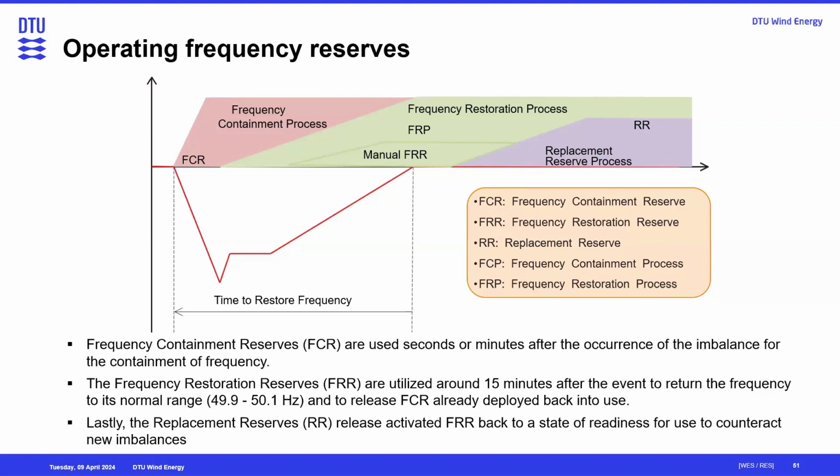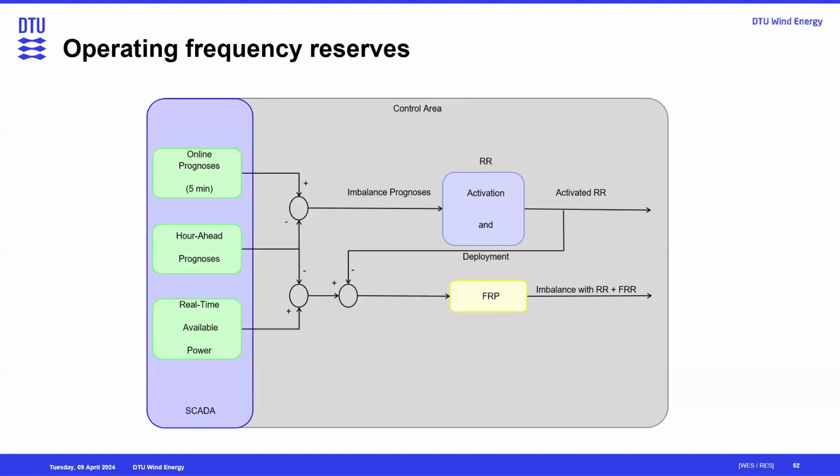I'm not going to talk about frequency containment and frequency restoration process, but I'll talk about the modeling here. So what do we model? We get the hour rate prognosis, we get the real-time available power, and we get the online prognosis. Based on that we can calculate the imbalances, and then we calculate the activation of both the replacement reserve during real time as well as the automatic frequency restoration reserve, which we call the frequency restoration process.